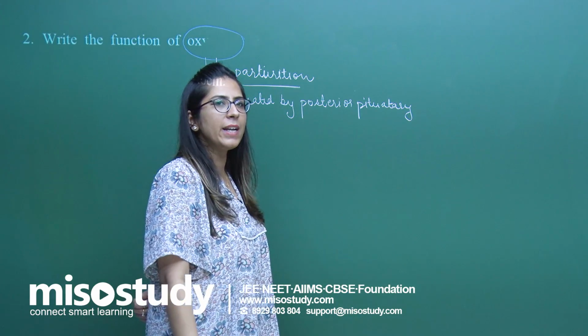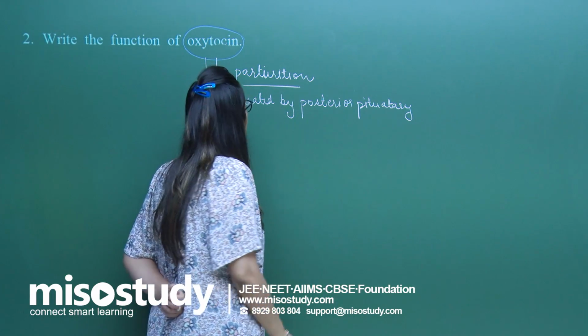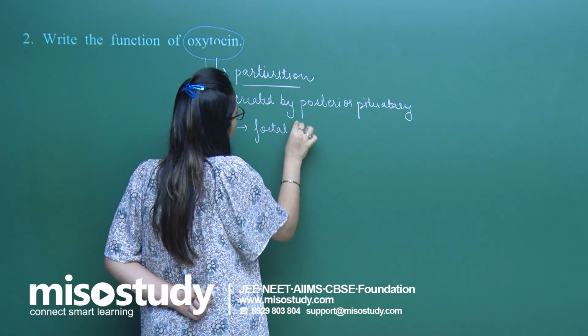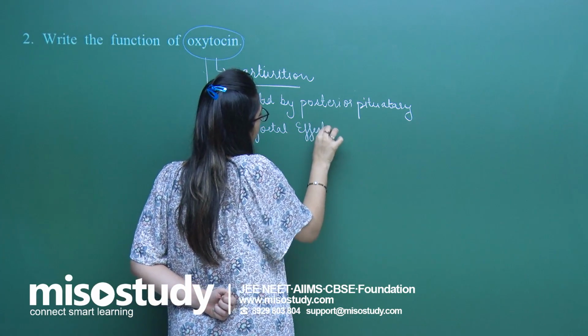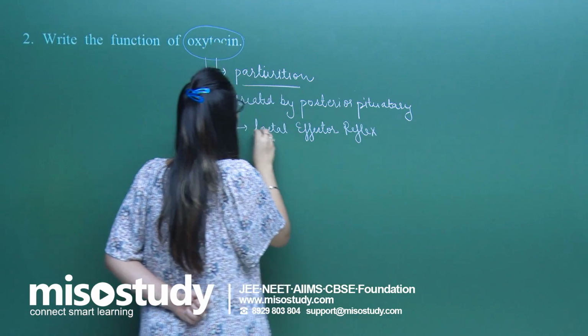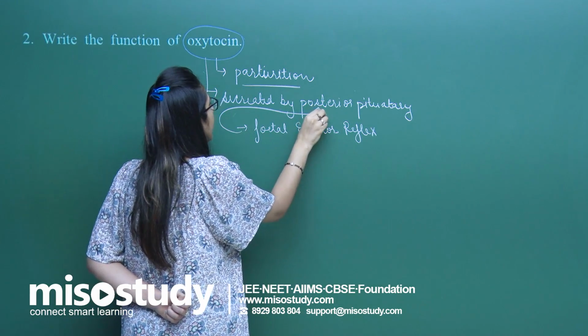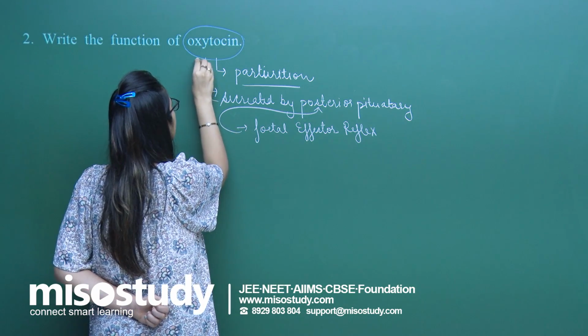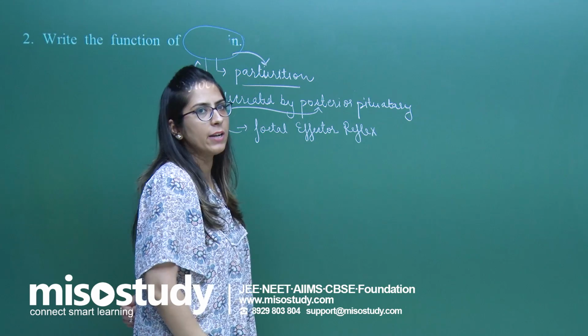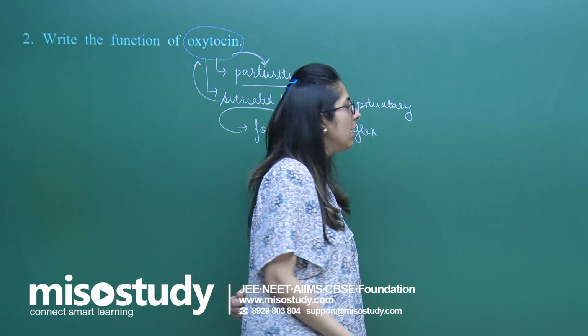Now, who stimulates the release of this particular hormone? Basically, the fetal effector reflex. It stimulates the pituitary, due to which the pituitary secretes oxytocin, and oxytocin causes the process of parturition, that is, to expel out the baby.